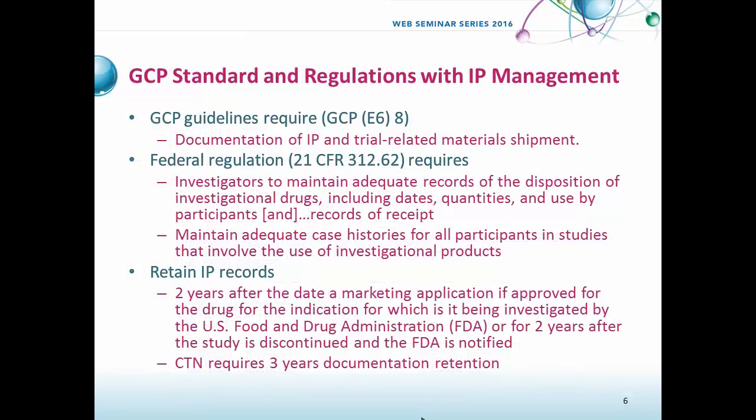Before we talk specifically about the CCC's role, let's discuss good clinical practice standards and regulations of IP management. GCP lists IP guidelines in the list of essential documents, ICH E6, Section 8. It provides instructions for shipping and handling of IP and the associated documentation expectations. There are also federal regulations noted in 21 CFR 312.62 that state investigators are required to maintain adequate records of IP disposition, as well as maintain adequate case histories for all study participants.